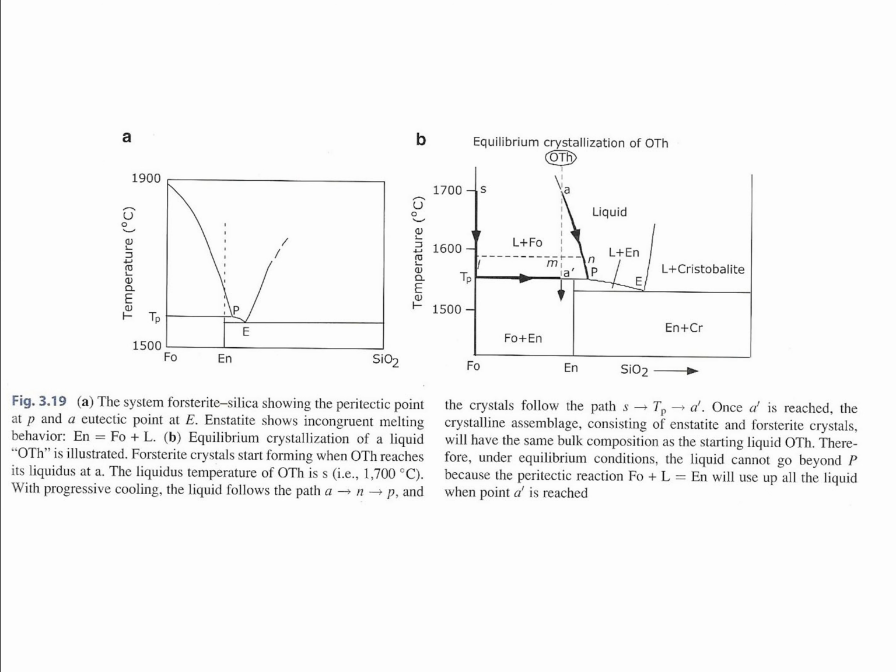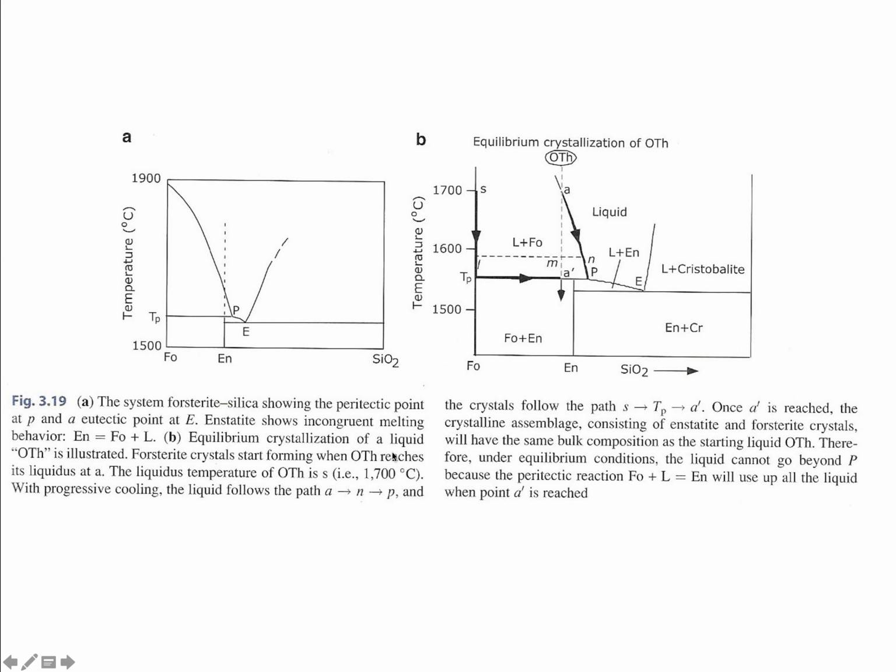Now we are going to the next phenomenon. We are talking now about the peritectic point. We have now discussed the eutectic point and the thermal boundary. Now we are talking about the peritectic point, and that is point number P. Such a peritectic point we have in the system forsterite SiO2.